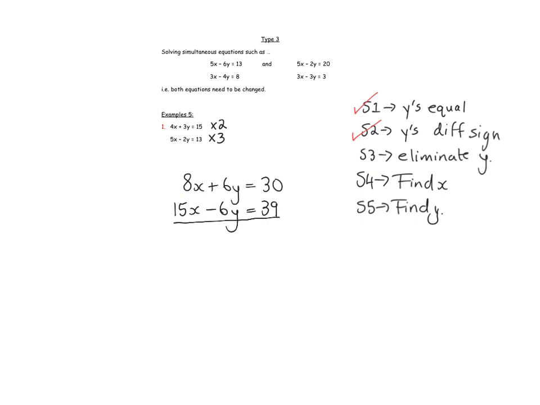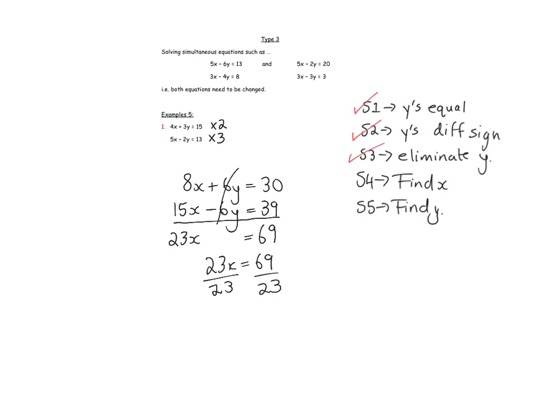So the first thing we have here, of course, is 8 plus 15, which will give us 23. So 23x. And then 6y minus 6y, well, that will give us 0. And that's equal to 30 plus 39, which will, of course, give us 69. So then we have 23x is equal to 69. We need to find x in step 4. So to do that, we divide both sides by 23.